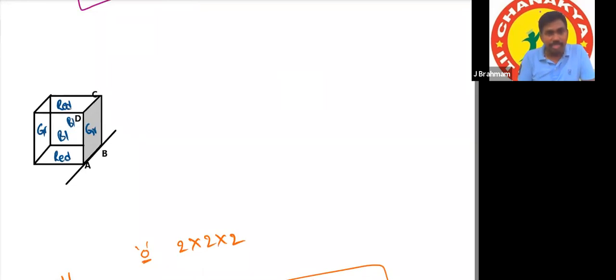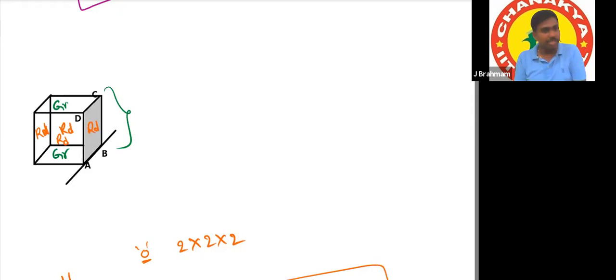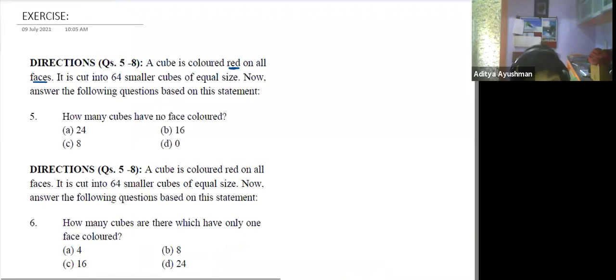Or sometimes he may mention all laterals are colored with red, red, red, and red, and the remaining two, top and bottom, are colored with green. It depends on the question. The coloring pattern he will compulsorily mention. Right? Okay, sir. Now see the question.